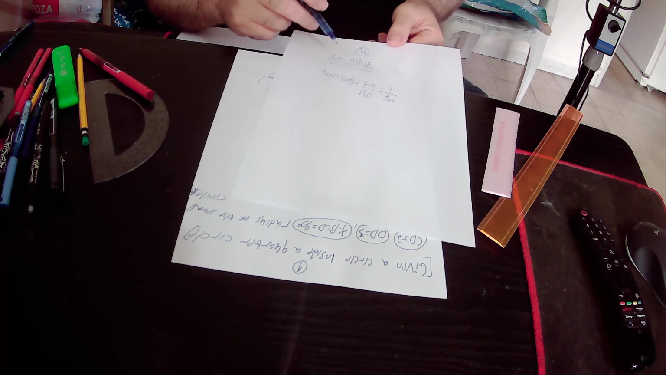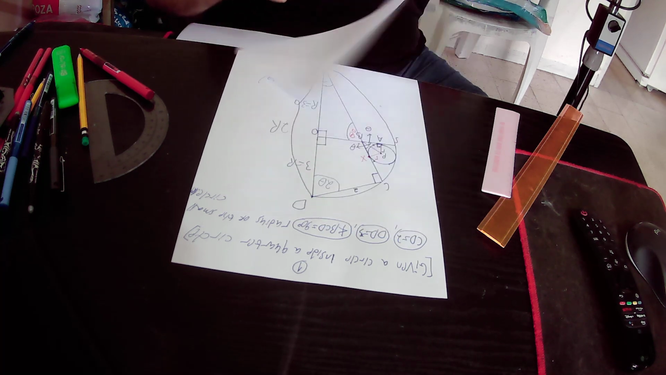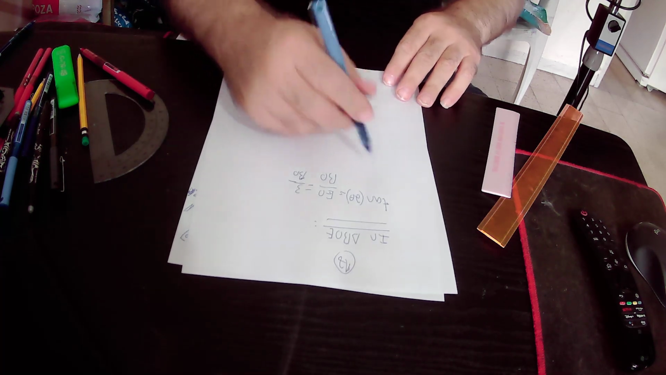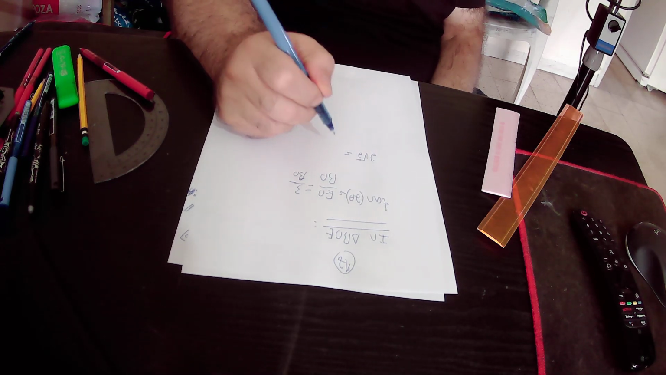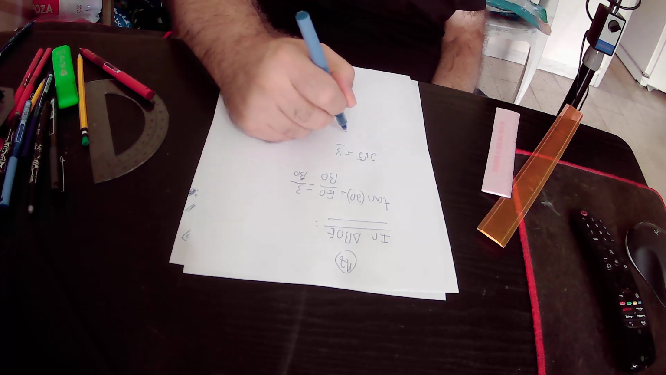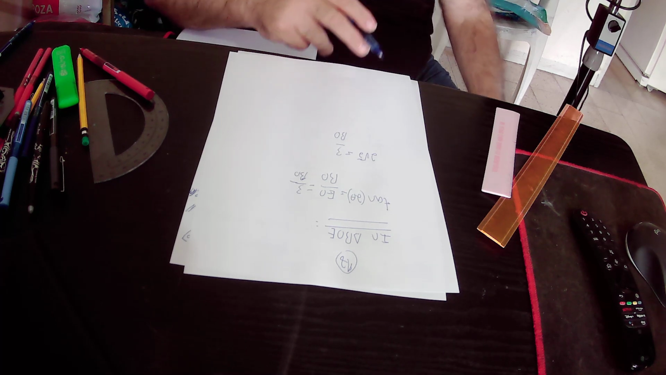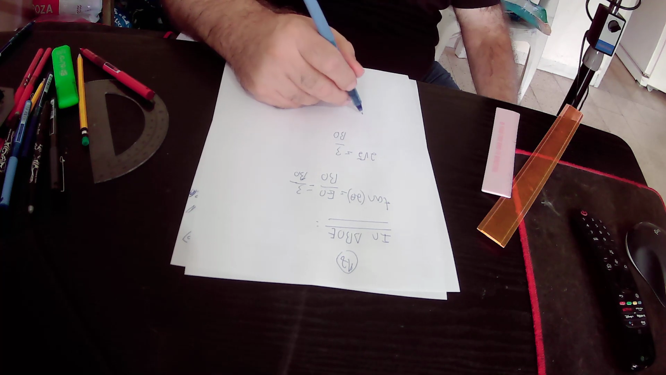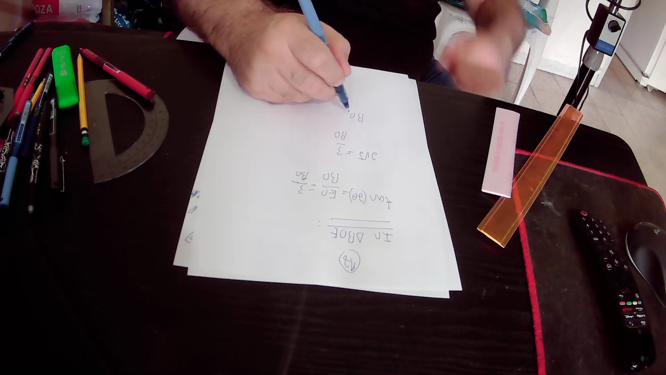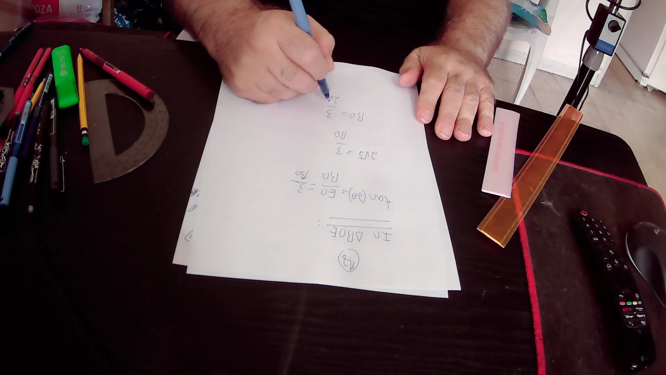But we have already found out that tangent theta equals 2 times root 2. So we can substitute tangent theta by 2 times root 2. We get that 2 times root 2 equals 3 over BO. Here we will multiply this equality by BO, and then divide it by 2 times root 2, and we will get that BO equals 3 over 2 times root 2.